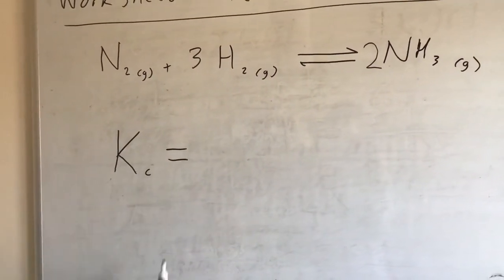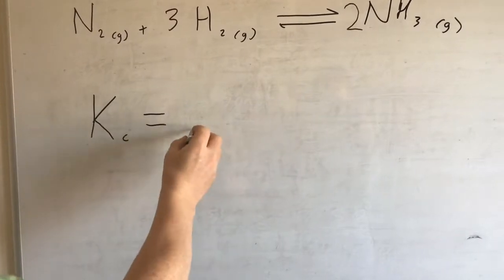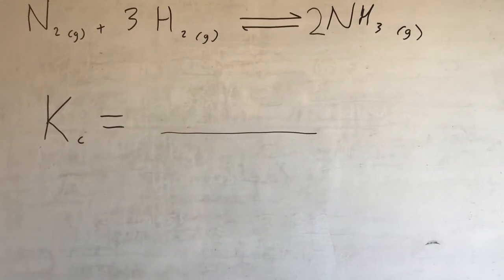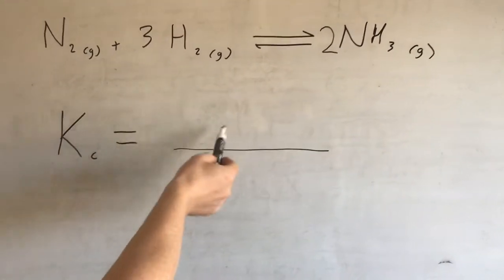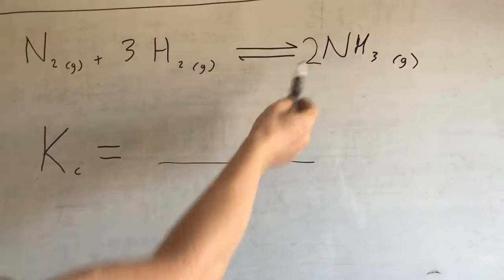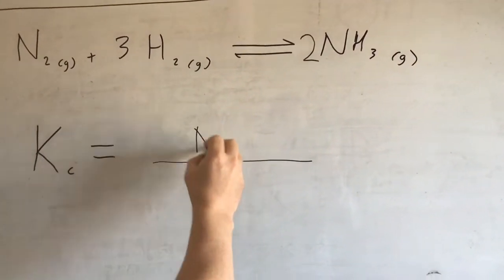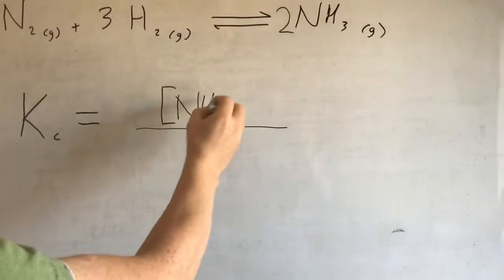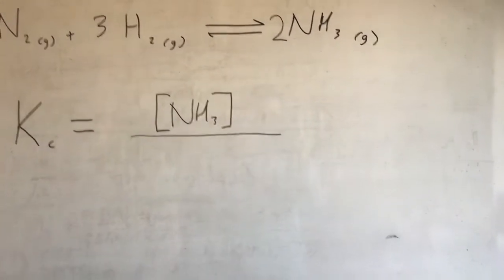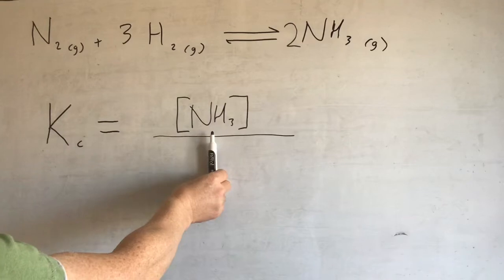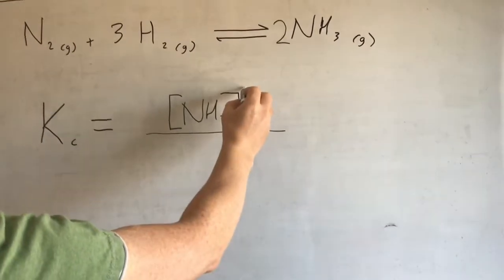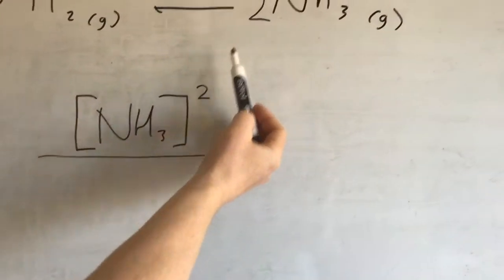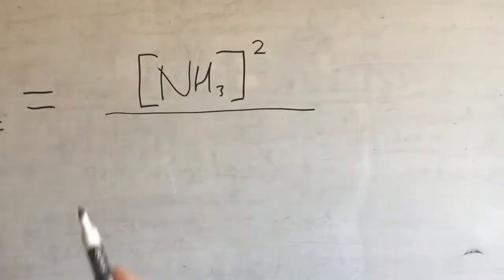Now to write the expression for Kc, this is a fraction. So I've got the numerator on the top and the denominator on the bottom. And the numerator at the top is the concentration of the products. So NH3, and to show its concentration I'm going to put it in square brackets. Now here is the hard bit. Not just NH3, but NH3 squared. And this is because of the 2. The 2 tells me to square this number on the top.